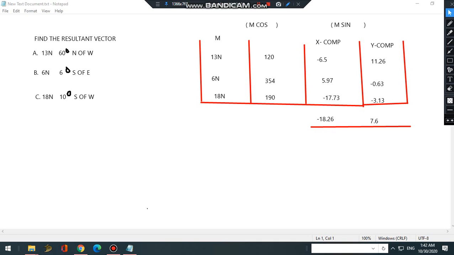Example question. Find the resultant vector of 13 Newton, 60 degrees north of west, then 6 Newton, 6 degrees south of east, and 18 Newton, 10 degrees south of west. So to find their angles, we need to draw first a Cartesian plane.